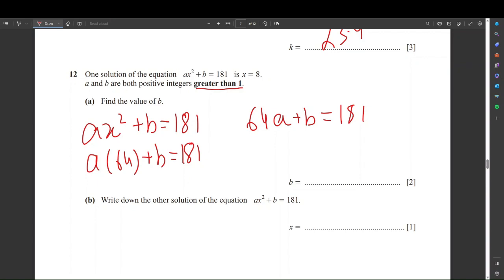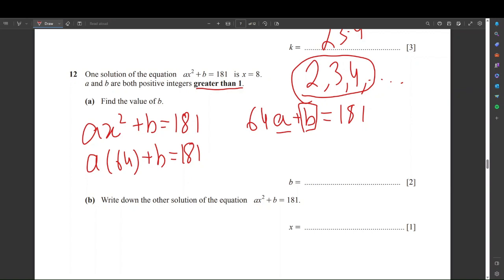All right. Now, we know that a and b are both positive integers which are greater than 1, and therefore a can be 2 or 3 or 4 and on and on. We basically need to find the value of b for which a is one of these integers. So I'm going to start off with 2. Assuming a is equal to 2 because that is greater than 1, I'll get 128 plus b is equal to 181. Now let's see if I can go equal to 3.